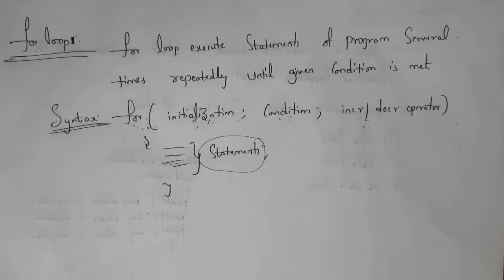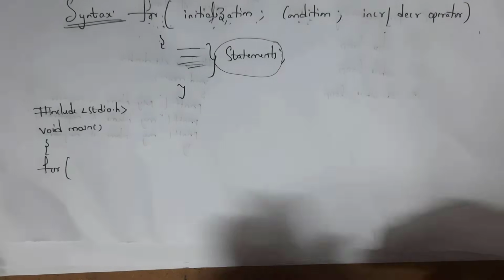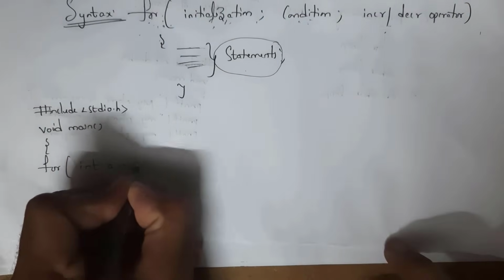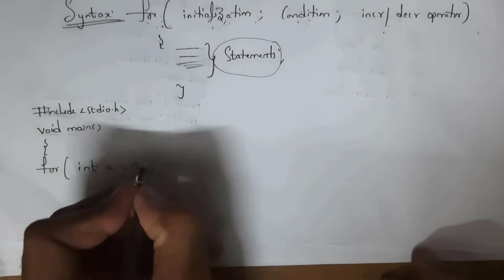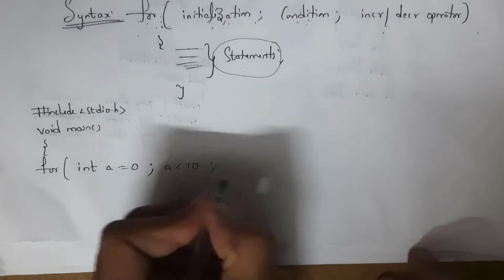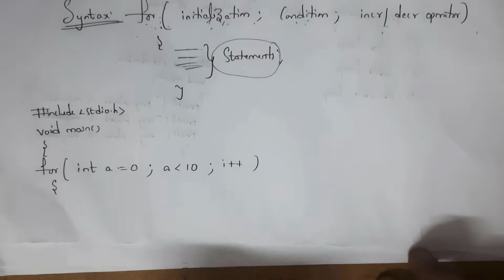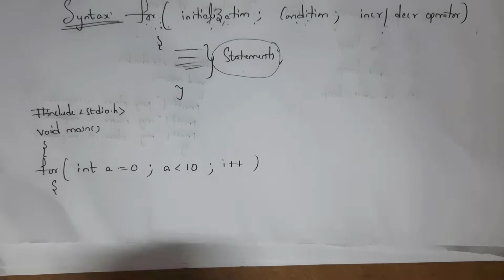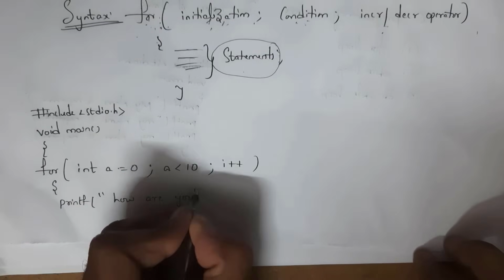I will give one program so that you can clearly understand what this for loop is. Here at first you need to write for, open bracket, and initialize a value to a variable. So I am giving here int a = 0; after that you need to give the condition. Here I am giving the condition a < 10; and I am using the increment operator i++. I will explain this. Here inside this for loop I am writing the statement, that is "how are you". So I am writing printf, open bracket, open double quotations, how are you. This is the statement which I wrote.